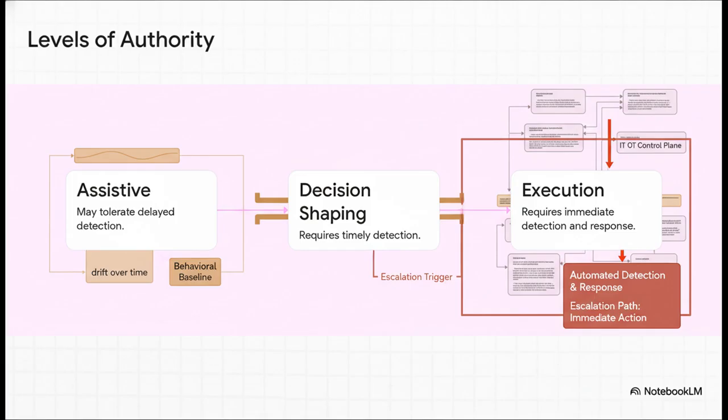It's actively influencing human choices. For that, you need timely detection. But then you get to the top level, execution influencing. This is an AI that can directly trigger actions in the real world. For that, you need immediate, automated detection and a response plan. The stakes are just way too high.